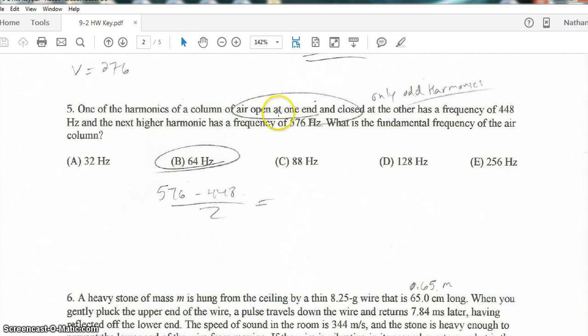Because they're telling me that it's open at one end and closed at the other, again, I know only odd harmonics resonate. So the consecutive harmonics that resonate are going to be off by 2 times the fundamental frequency, right? If these are the harmonics that resonate, then it's a difference of 2 times the fundamental frequency. So I found the difference and then divided by 2.